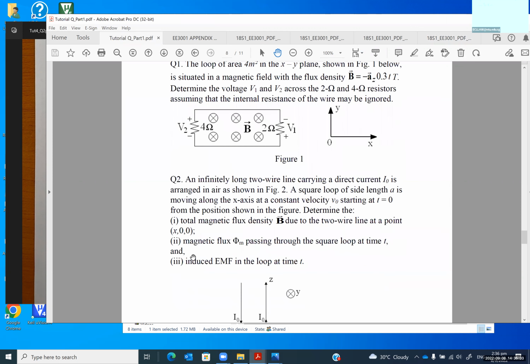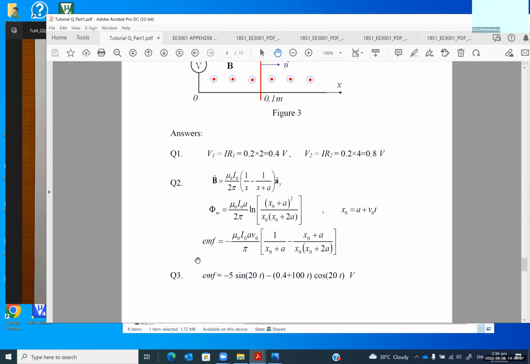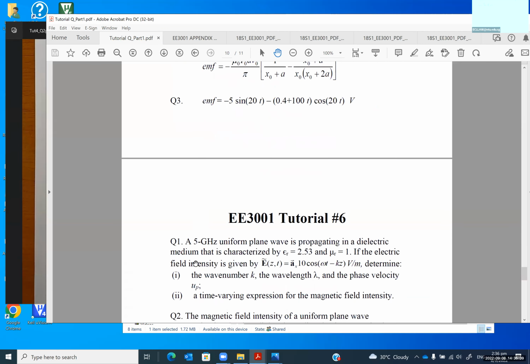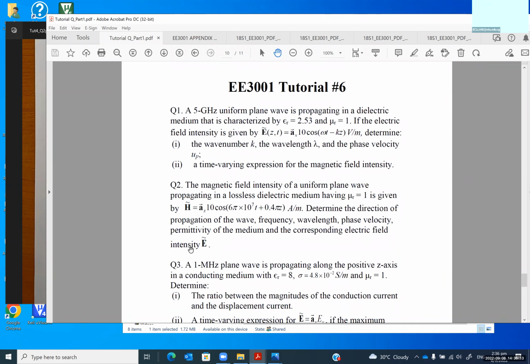How many of you have already done the experiment on waves? Not yet? When are you doing your experiment on waves? Next week, the whole class next week. Are you already done? Are you very confused by it?